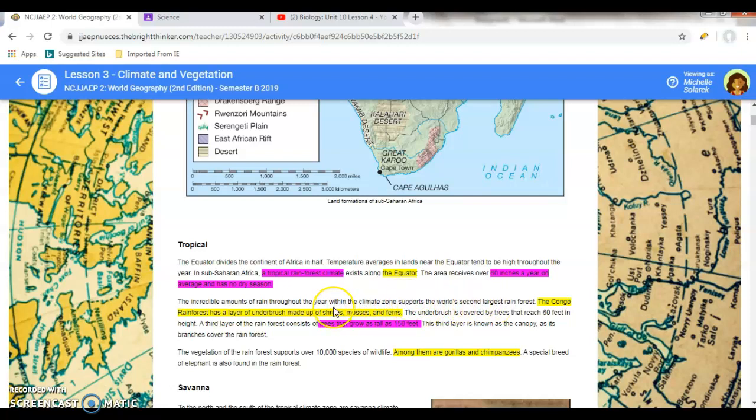The Congo rainforest has a layer of underbrush made of shrubs, mosses, and ferns. The underbrush is covered with trees that reach 60 feet in height. And then the third layer of the rainforest consists of trees that grow as tall as 150 feet. The third layer is known as the canopy, and its branches cover the rainforest. The vegetation of the rainforest supports over 10,000 species of wildlife. Among them are gorillas and chimpanzees. A special breed of elephant is also found in the rainforest.